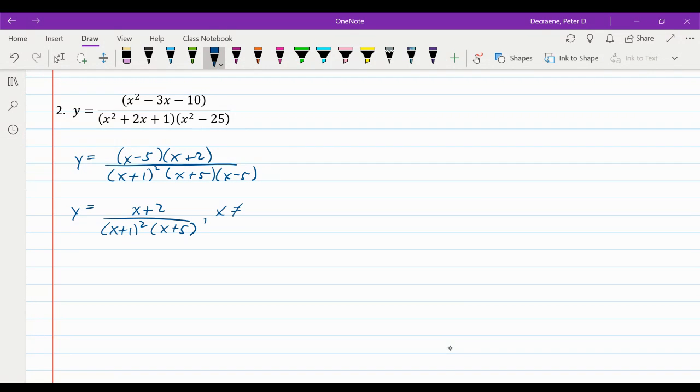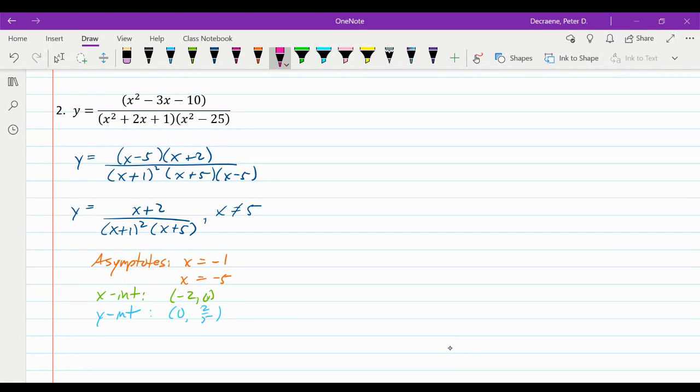Where x is not equal to positive 5 because there's going to be a hole there since I was able to factor out the x minus 5s. So now I have asymptotes at x equals -1 and x equals -5. I have an x-intercept at (-2, 0), because that's what will make the numerator equal to 0. I have a y-intercept. If I plug in 0 for x, I'm going to get 2 over 1 times 5, which is 2/5.